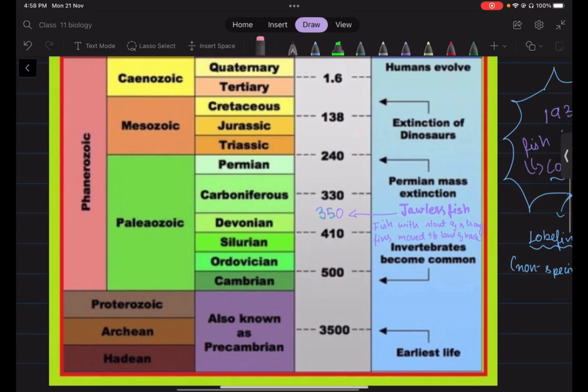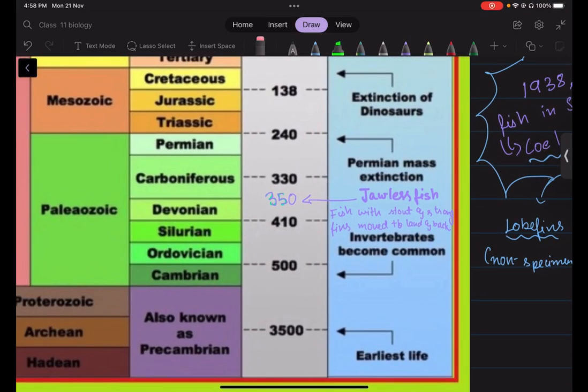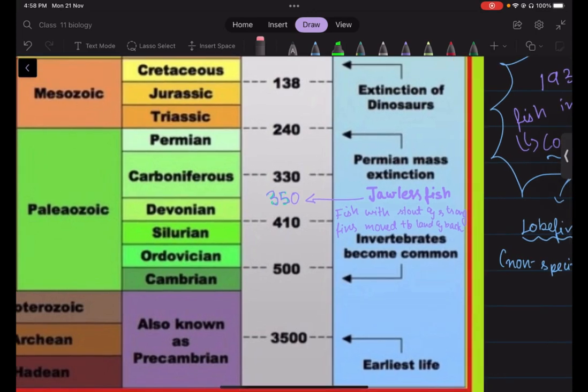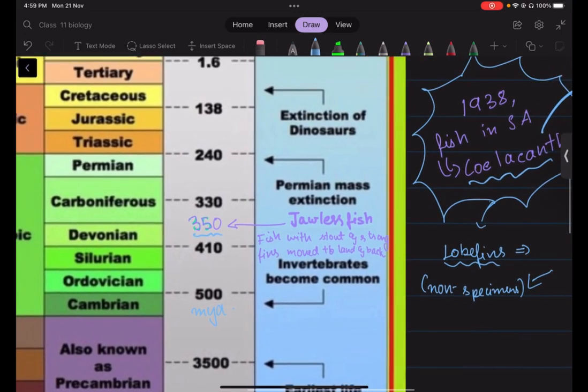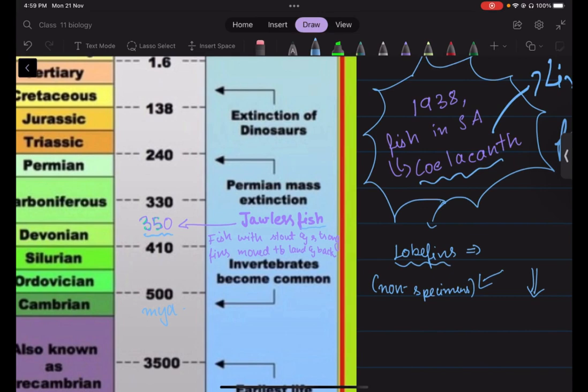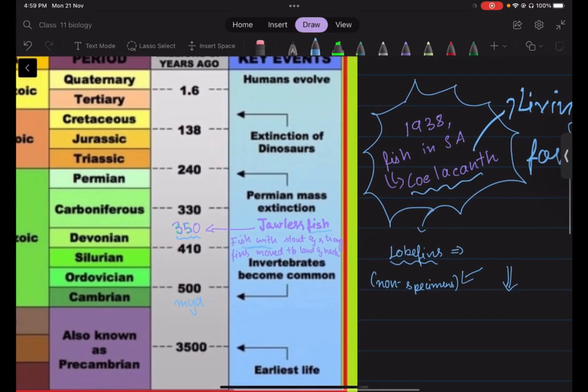So, you can see here when the Paleozoic era started, invertebrates evolved and became active 500 million years ago itself. And then at around 350 million years ago, jawless fish were quite common. And also 350 million years ago, fish with stout and strong fins moved to the land and back into the ocean.